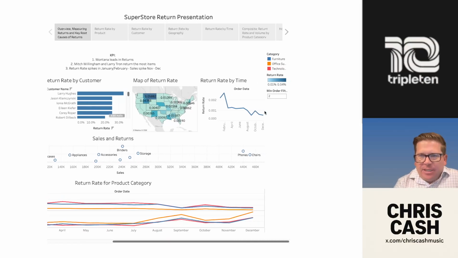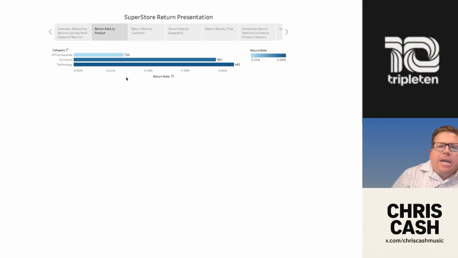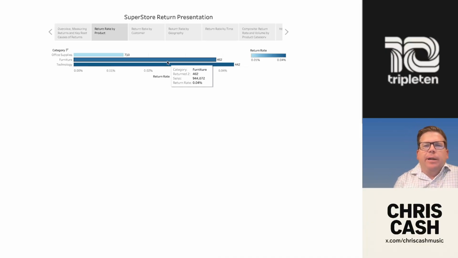And then finally, we have seasonality. This is return rate by time. You'll notice in this chart that there is a major spike in January and February. We're going to get into why that is as we go. So let's jump into the first chart. Here we have the return rate by product, and this bar chart ranks each product category by its return rate. Notice here we've got 4% on technology and furniture, and only 1% on office supply.